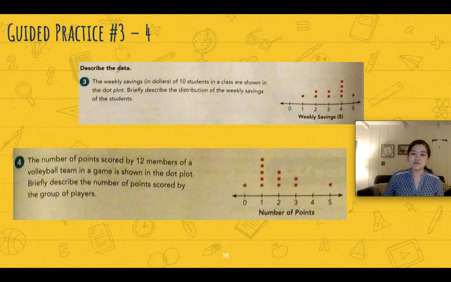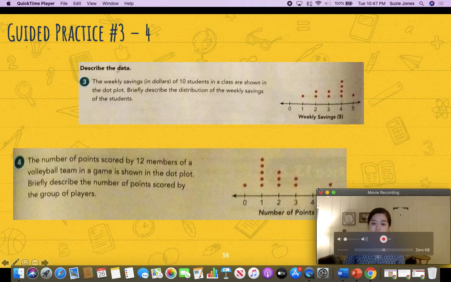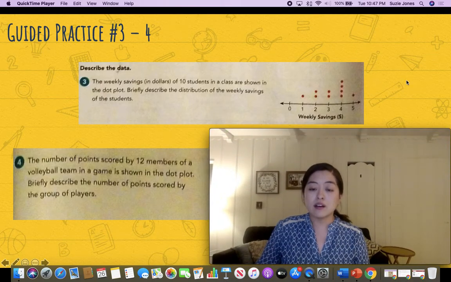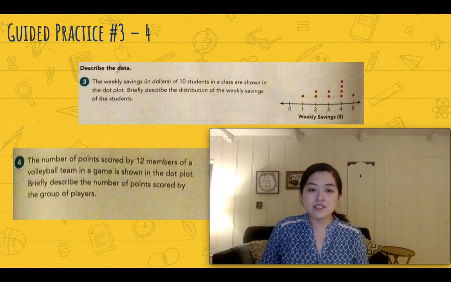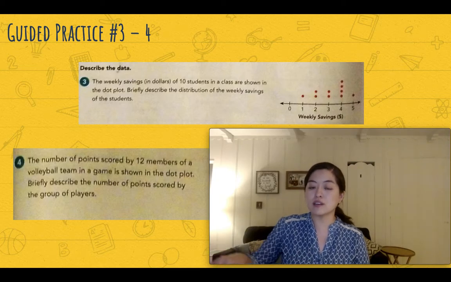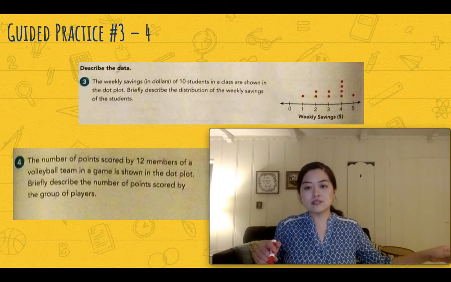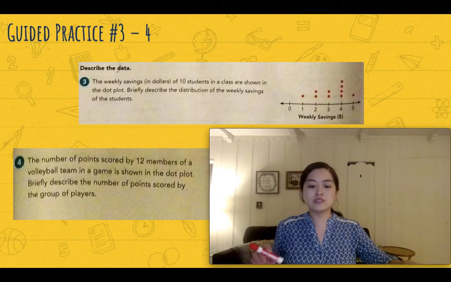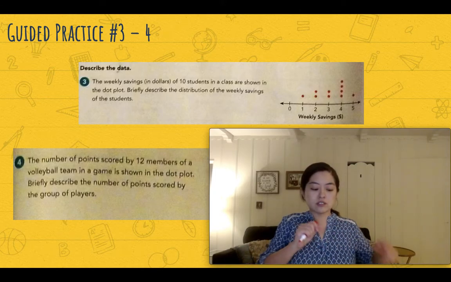Hi again, welcome back. So let's look at the first one. Okay? And the first one says, the weekly savings in dollars of 10 students in a class are shown in this dot plot. Briefly describe the distribution of the weekly savings. Okay, so for number 3, does the dot plot look symmetrical, left skewed, or right skewed?